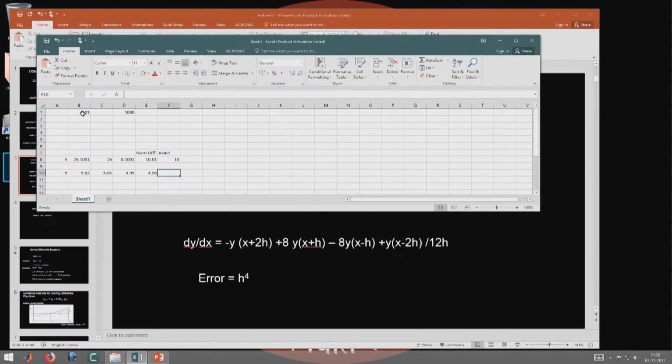Minus 2 into, so this comes to equal to minus this plus 8 into plus this, minus 8 into plus this, plus this, divided by open bracket 12 into h, square coming into all these places which I missed out.